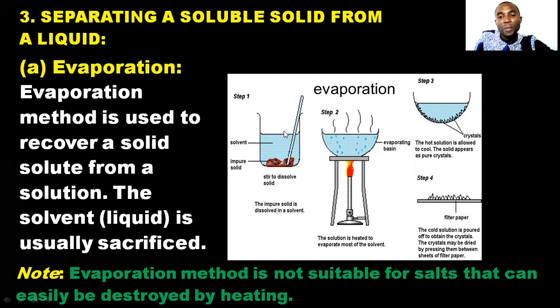You take something like sodium chloride and put it in water or a solvent, and it dissolves. When you heat it, the water will be going off, and the particular substance, like salt, will be left at the end of your pot while the water goes off, though it takes time. So the evaporation method is not suitable for a salt that can easily be destroyed by heating. Any salt that can easily be destroyed as heating goes on cannot be used for this.